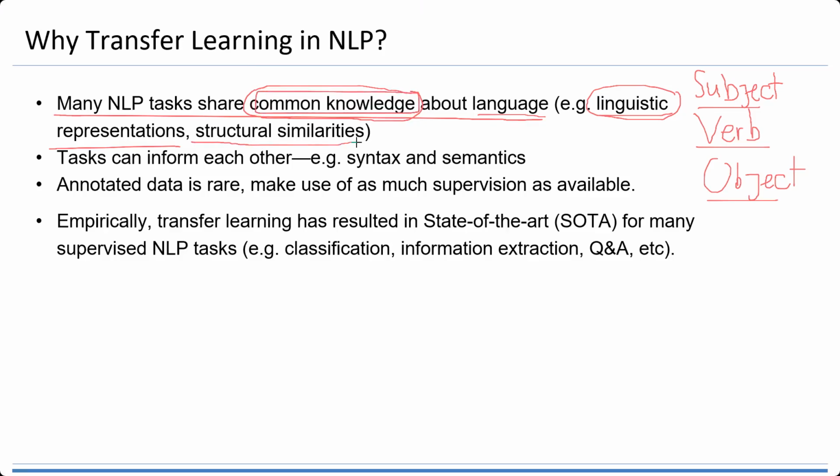The structural similarities. Maybe if you want to translate from Korean to English, it is complicated because the structure is different. But when you try to translate from Korean to Japanese, maybe it is easier because the structure is similar. So we have the structural similarities. So we need to find what is the common knowledge between the languages or between the representations, etc.